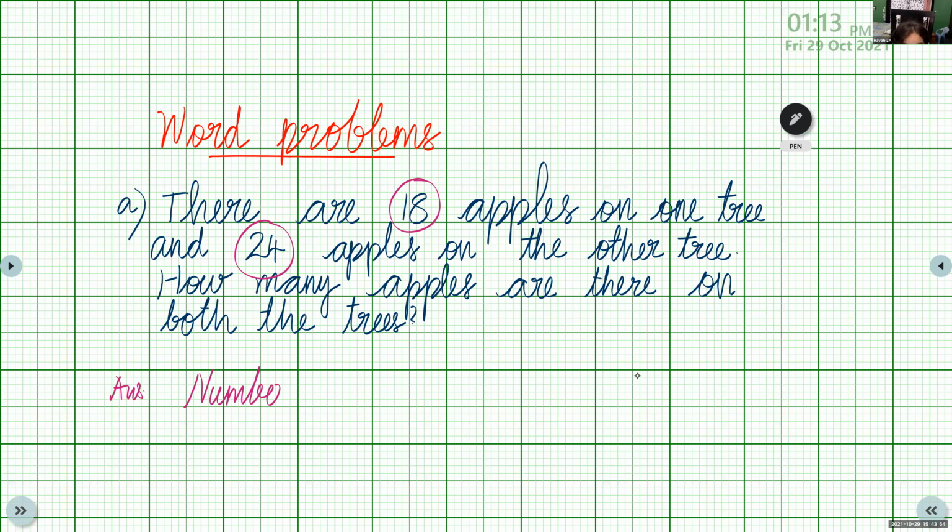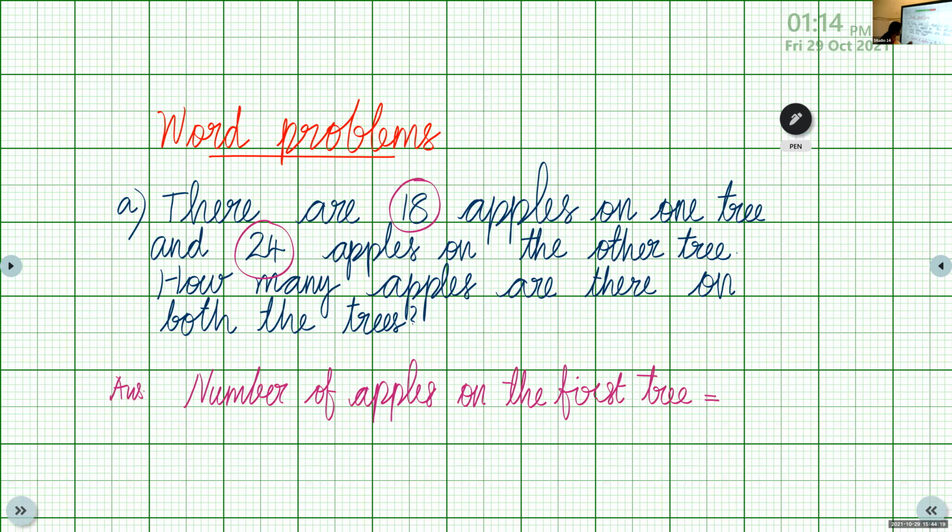Ma'am, don't write now. Listen to ma'am. No need to write now. Number of apples on the first tree. Haya, how many apples are there on the first tree? It's 18. So let's write the number 18.